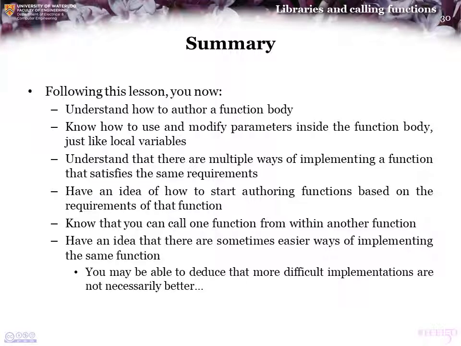Following this topic, you now understand how to author a function body so that it takes the values of the parameters and returns an appropriate result. You know how to use and modify parameters inside a function body just as if they were local variables, only rather than initializing, the parameters themselves are initialized by the arguments that are passed to the function call. You understand that there are multiple ways of implementing a function that satisfies the same requirements, and we took a look at a number of different functions in this topic. You have an idea of how to start authoring a function based on the requirements for that function in question.